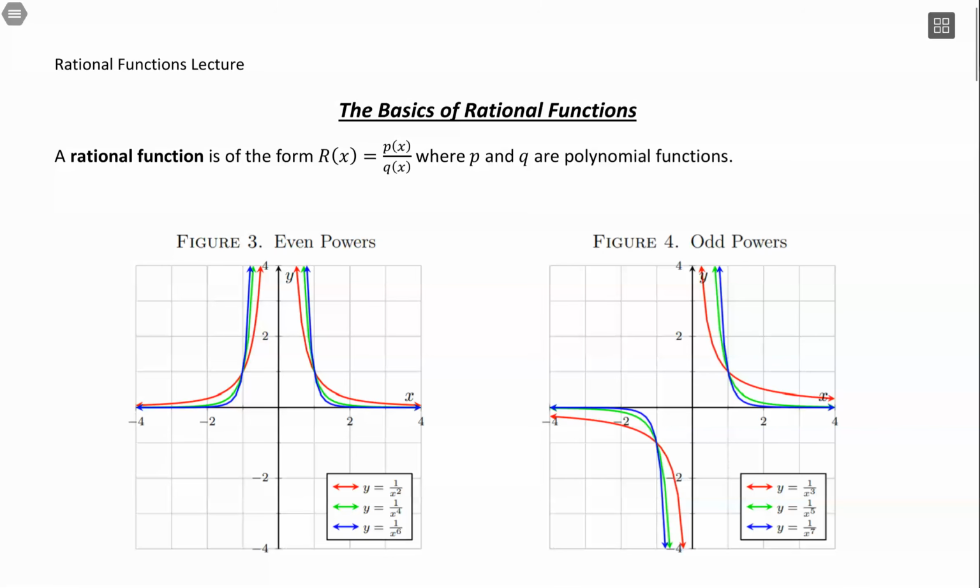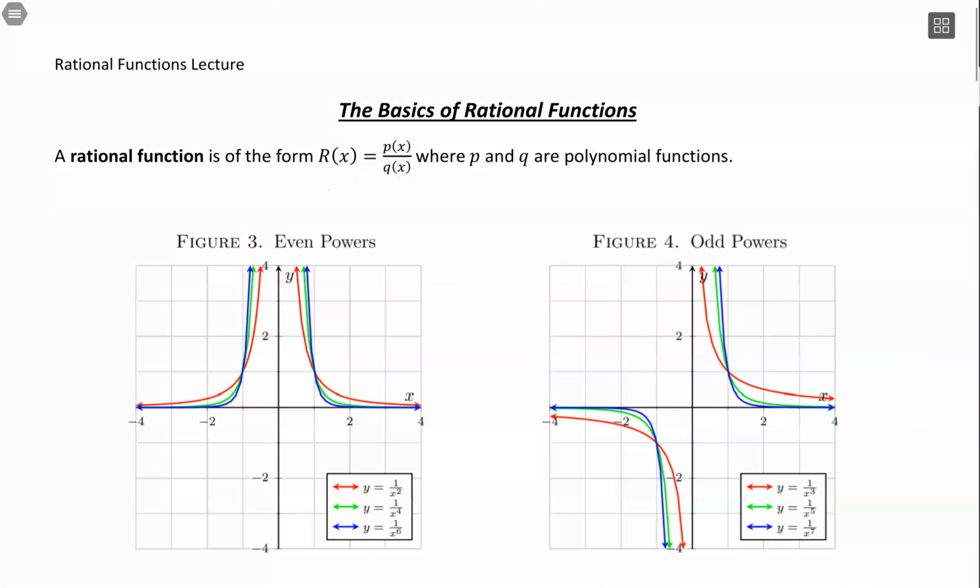So we're going to look at rational functions in a little bit more detail. The basic setup of a rational function, we call it r of x. It's the division of two polynomial functions. So we could have p of x and q of x, which are separately polynomial functions, and then a rational function is the division of those two values.